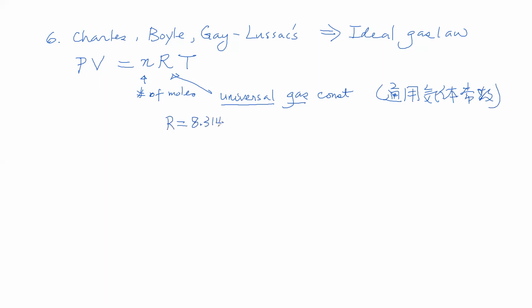R is equal to 8.314. This is in terms of SI units, where the unit is joule divided by mole, number of mole, and then K. That's the unit of that. And N is the number of mole, so you can see that will cancel out. Then you have this joule, an energy unit right there.